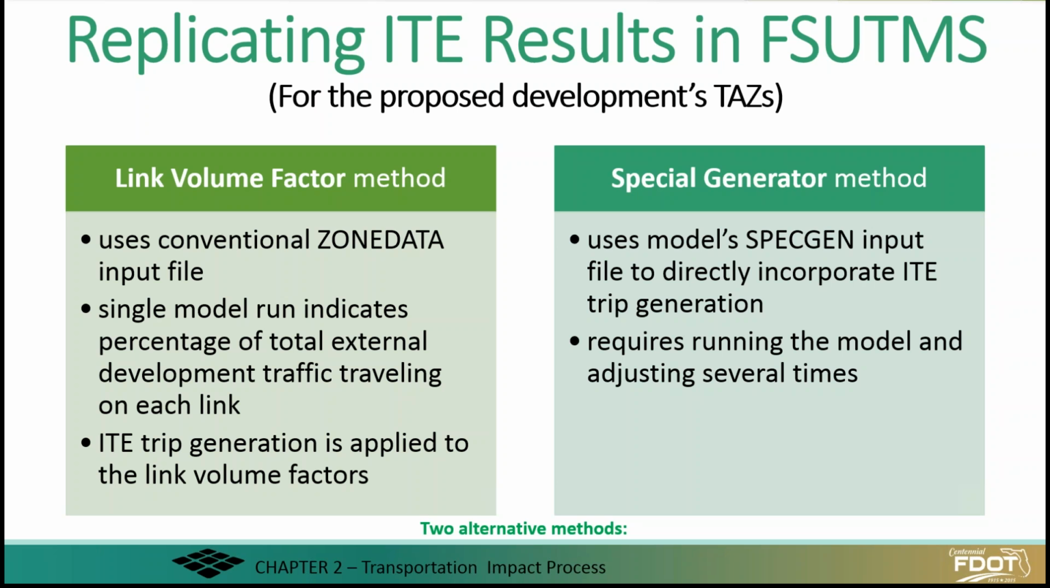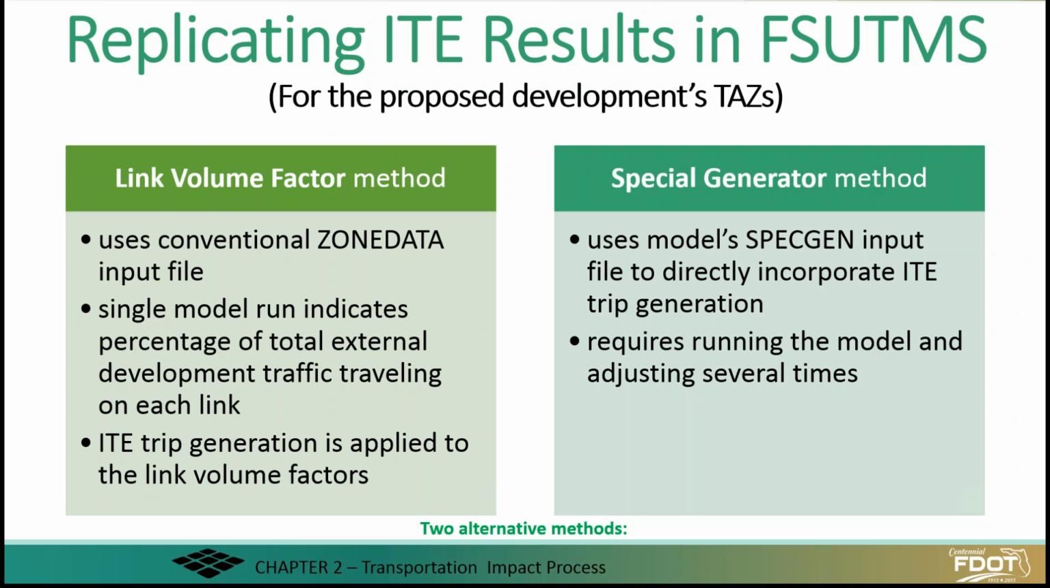The second method, the special generator method, uses the model's spec-gen input file, which is a file that allows you to actually manually input the number of trips. You can then take the number of trips that you've calculated using the ITE methodology, place that into the special generators file, and run the model with the ITE trips exactly matching or very close matching what they should be.